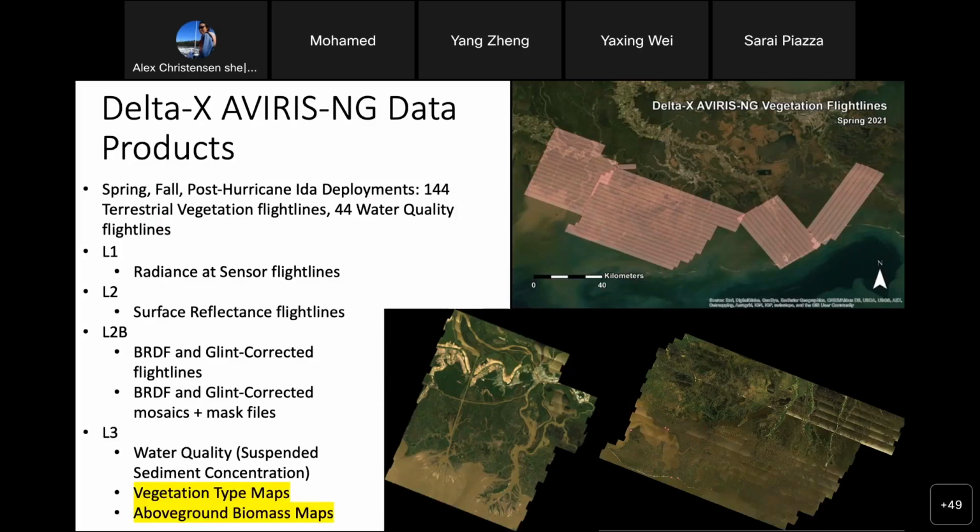And at the bottom are some BRDF and glint corrected mosaics, the L2B data sets from that spring campaign. Those are, again, what we use to generate our L3 products, the vegetation type maps and above ground biomass maps, which I'll show you here today. We collected those two mosaics again in August, and also following Hurricane Ida, we collected the whole range of all those boxes.